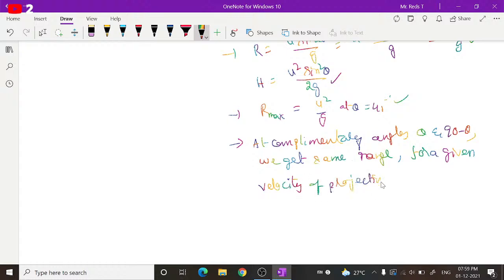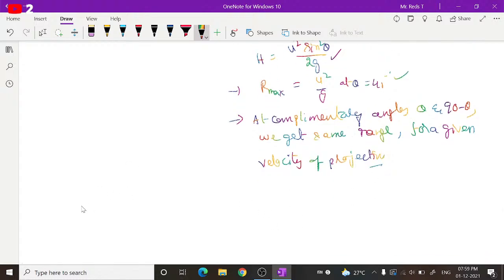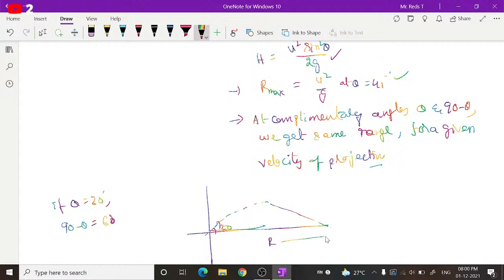Let us see with an example. If theta is 30 degrees, then the complementary angle is 90 minus theta, that is 90 minus 30, which is 60. If you project your body at 30 degrees, it will reach some maximum height, and you get some range here. But if you project at the complementary angle of 60 degrees, it may reach a different maximum height, but the range will be the same. For both, the range will be the same.